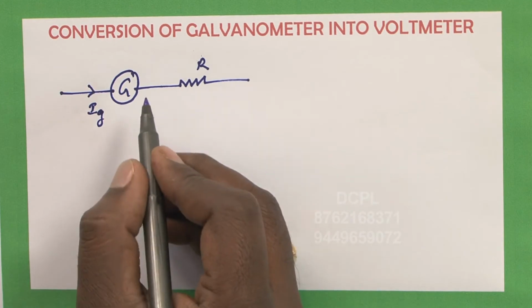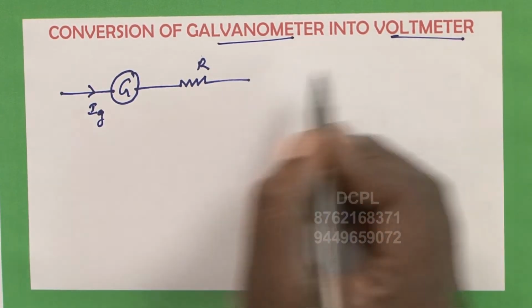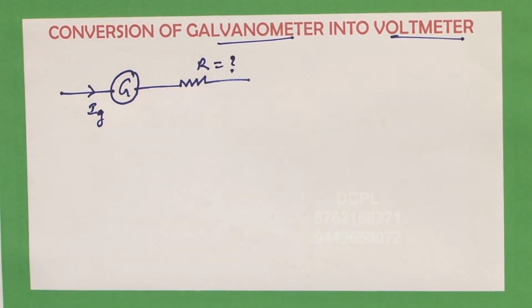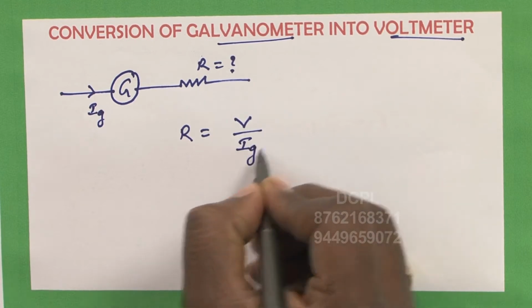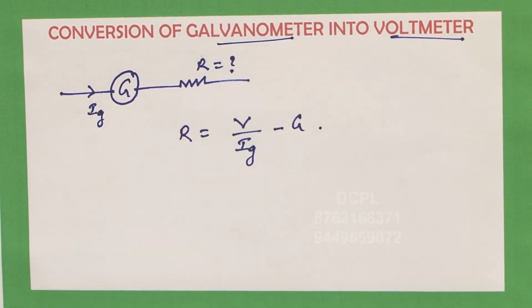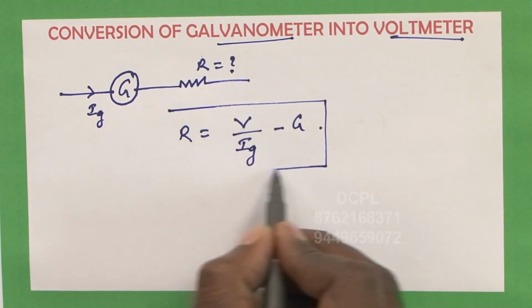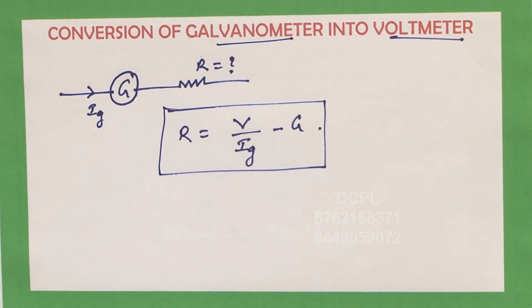Then in order to convert this galvanometer into voltmeter, what resistance must be connected in series with a galvanometer? That resistance is equal to V divided by Ig minus G, where G represents the galvanometer resistance, V is the voltmeter reading, Ig is the current for the full scale deflection in the galvanometer.